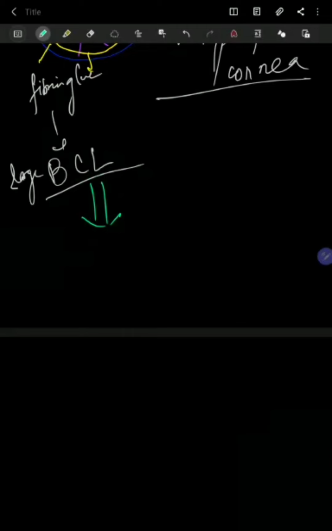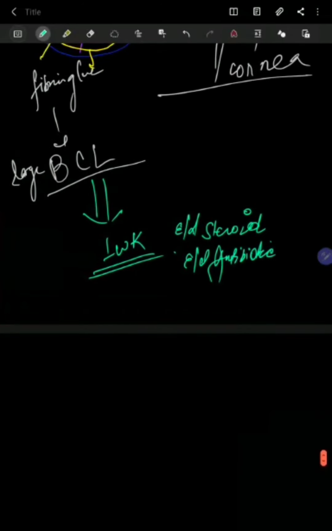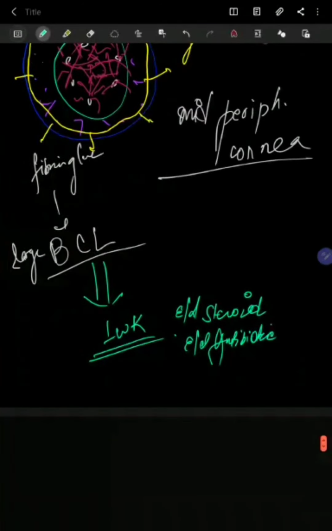So this BCL has to be applied for almost a week, and the patient has to be put on steroid eye drops and, what else, antibiotic eye drops. So this is basically the post-op care.